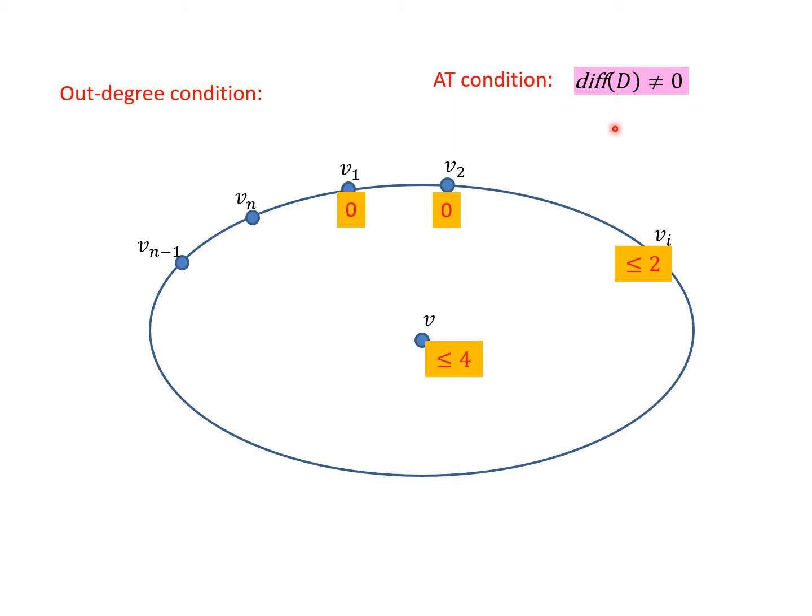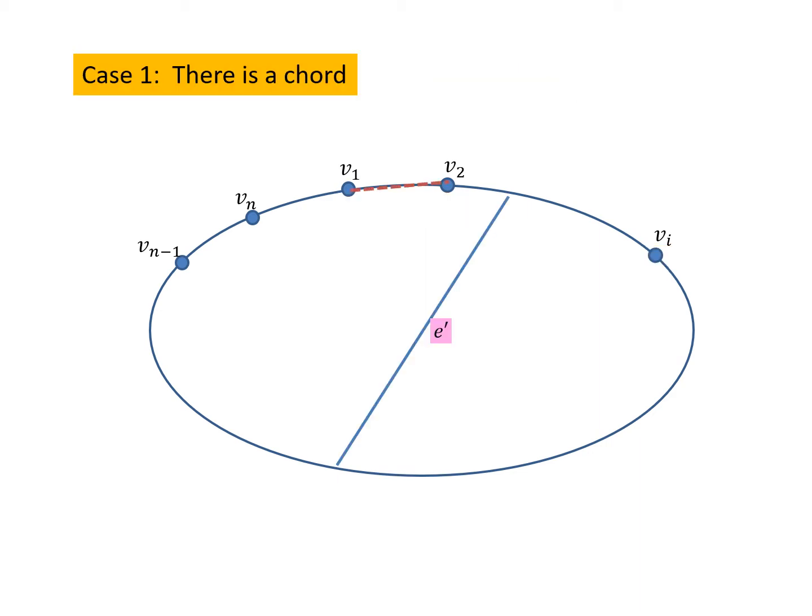Alon-Tarsi means that the difference is not 0. The number of even Eulerian subdigraphs is different from the number of odd Eulerian subdigraphs. Okay, so we consider 2 cases. If you remember Thomason's proof of the 5-choosability for planar graphs, that is very similar. So the first case is that the boundary cycle of the graph has a chord.